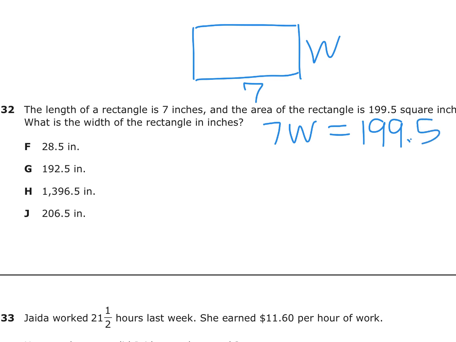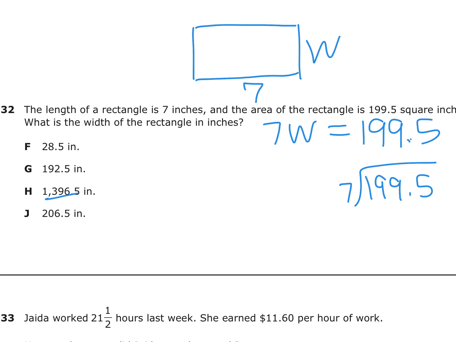So that means we have to divide by 7. What number times 7 gives you 199.5? We could divide 199.5 by 7, and that would give you the answer. But I'm looking at the answers, and the answers are all different numbers. You've got 28.5, 192, 1000. That's pretty big, so I don't think it's this one.